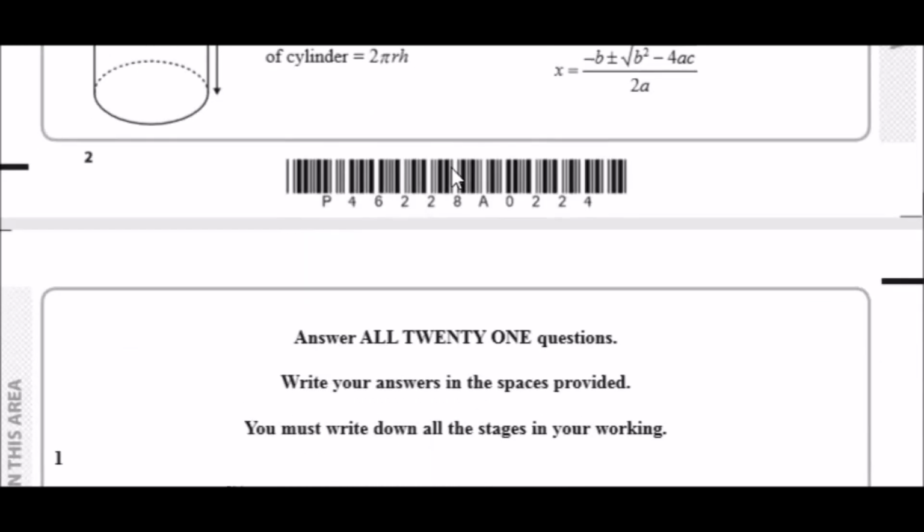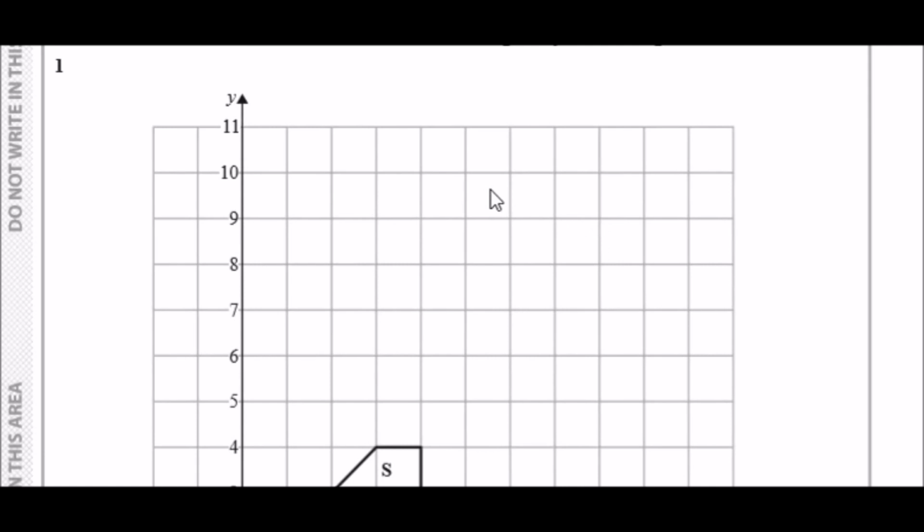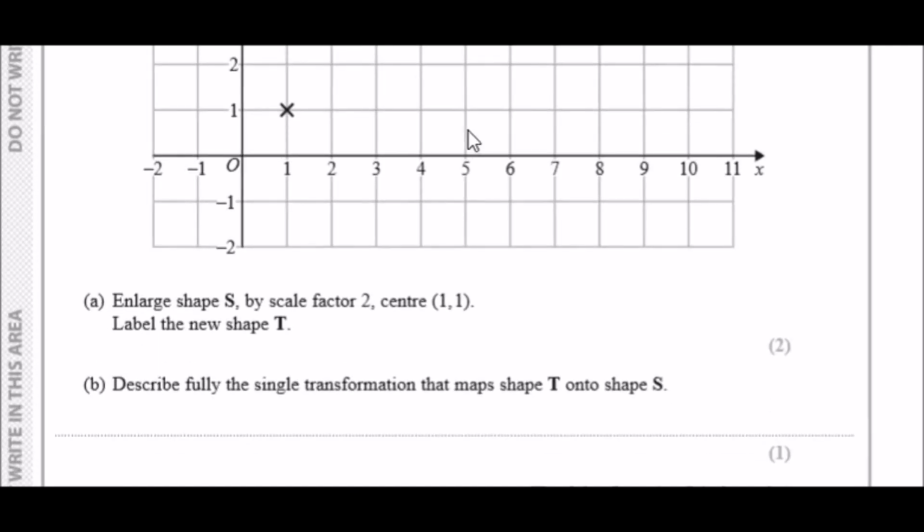Let's have a go. Now, what do we have here? So question 1. Here we have to answer all 21 questions. Right, number 1. So it looks like we're doing transformations here. So A, enlarge shape S by a scale factor of 2 from center 1, 1. And then label the shape T.